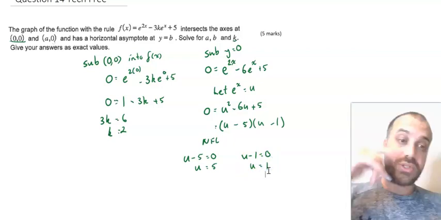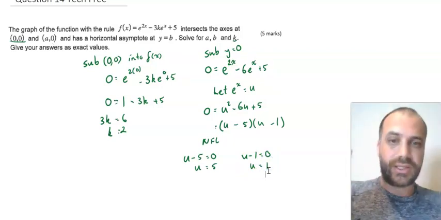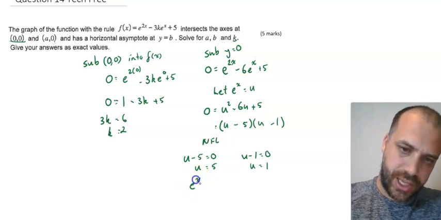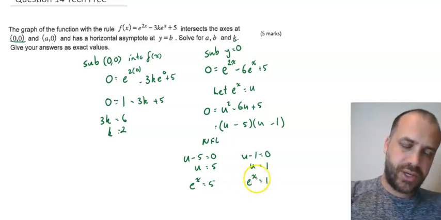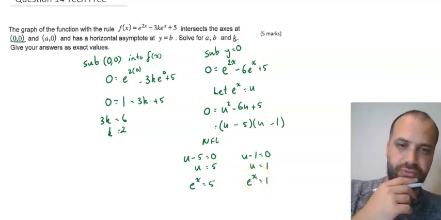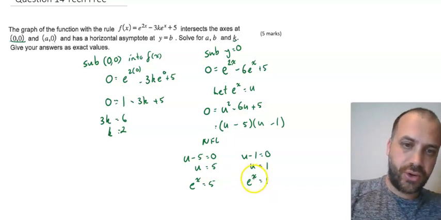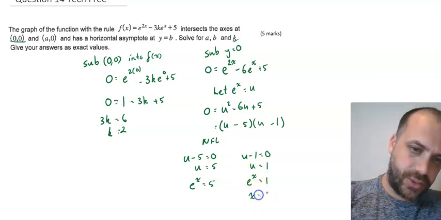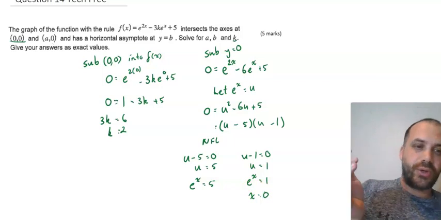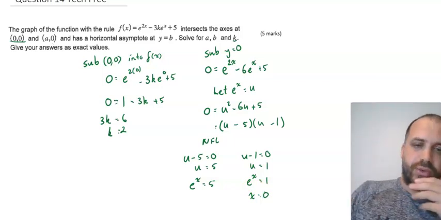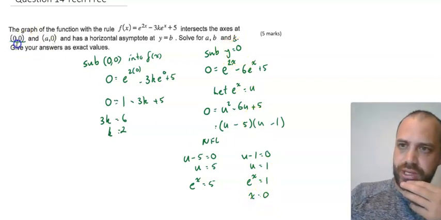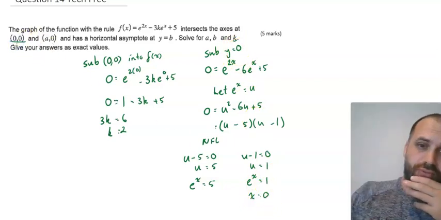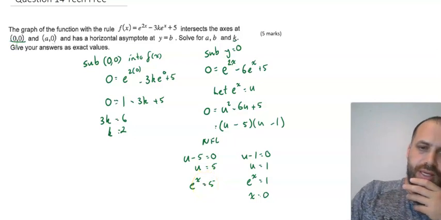But of course u is e to the x. So e to the x equals 5 and e to the x equals 1. On this side, e to the x equals 1 is very straightforward because that's got to be 0 there. x equals 0. Now this is not helpful to us because we already knew this. We knew that when y equals 0, x equals 0. It's right here. So the solution that we are looking for must be here.